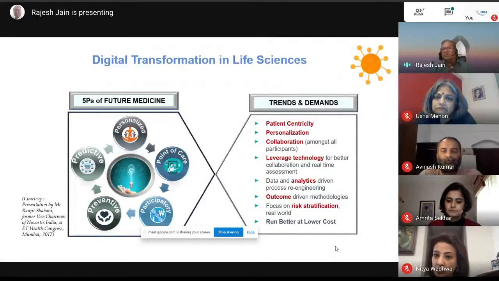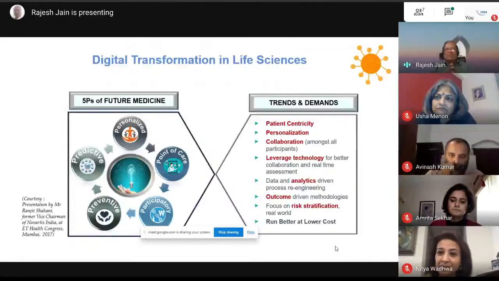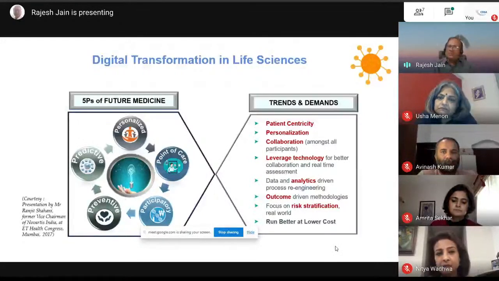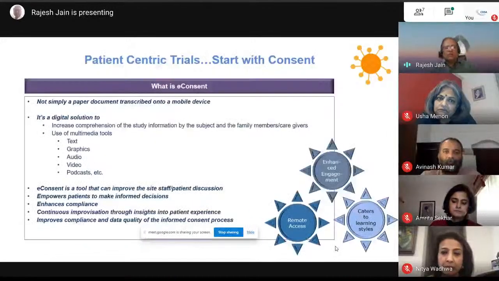And none of this can be achieved without the right technology platform. And obviously, the bottom line of every initiative is, can we run better at a lower cost? These themes have been in discussion not just now, but for the last many years. In fact, the picture on the left that I present was presented by the former vice chairman of Novartis at a health congress way back in 2017. So healthcare changes which are going to affect clinical trials have been in conversations, have been in recognition.